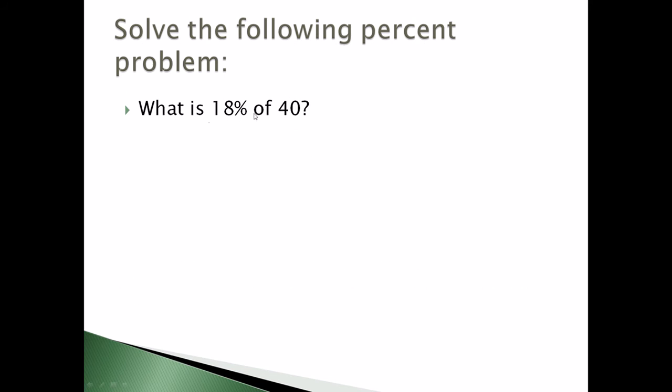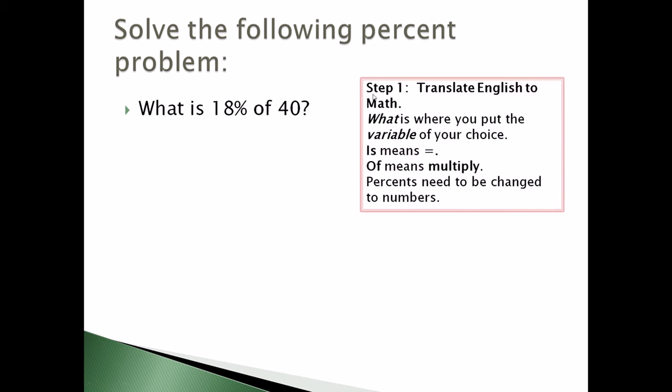What is 18% of 40? Step 1, translate English to math. Here's a reminder. Where you see the word what or what number, that's where you put the variable of your choice, whatever letter you like. Is means equal. So if you see the word is, don't write is, write an equal sign. Of means multiply. And if they give you a percent, you have to change it to a number. We cannot do math with percent.